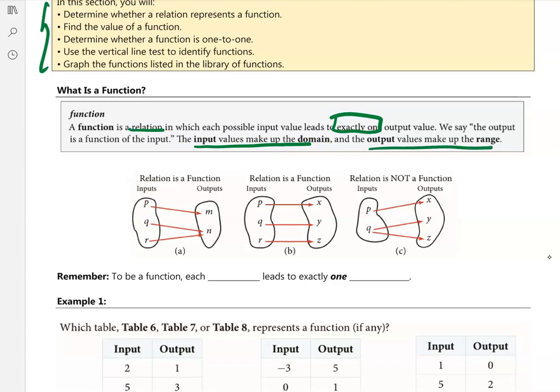An example here, letter A, the relation is a function. Letter B is also a function. And take a look at letter C, it is not a function. So remember, to be a function, each input leads to exactly one output.